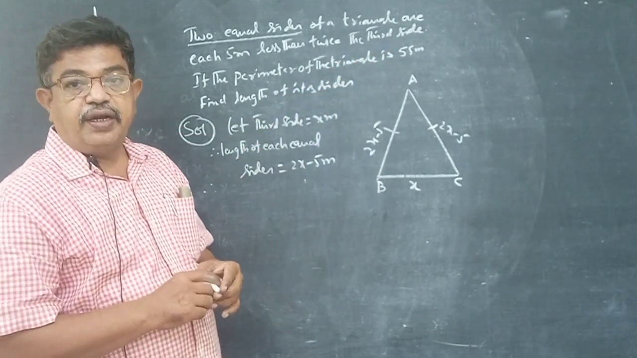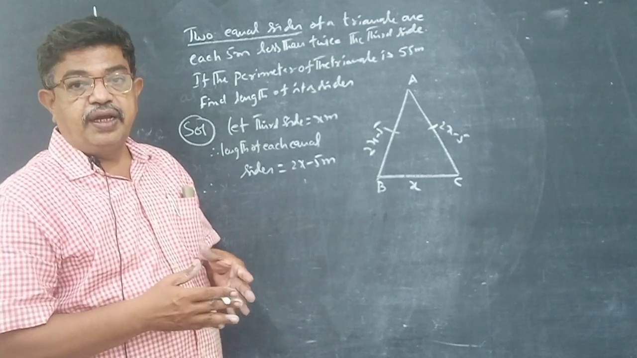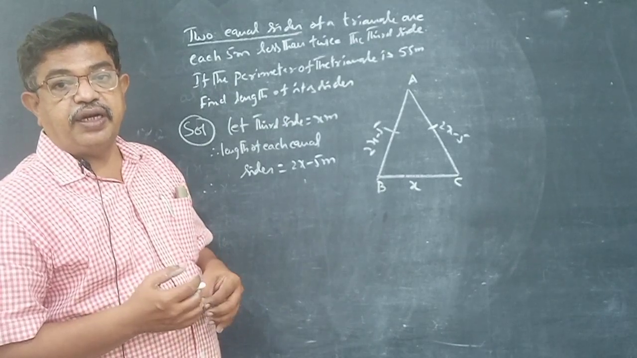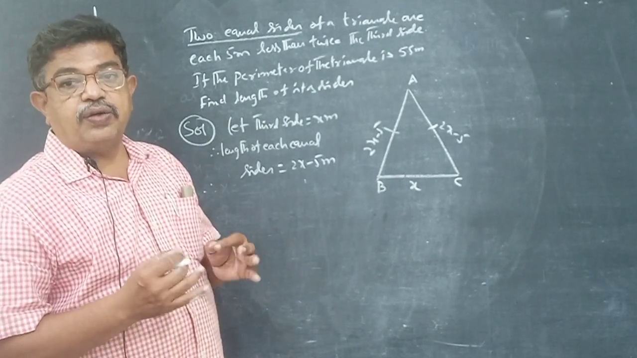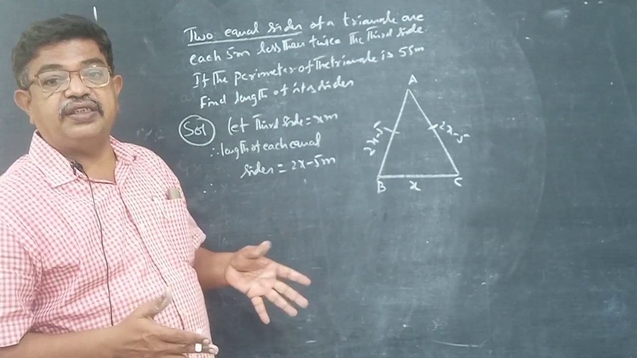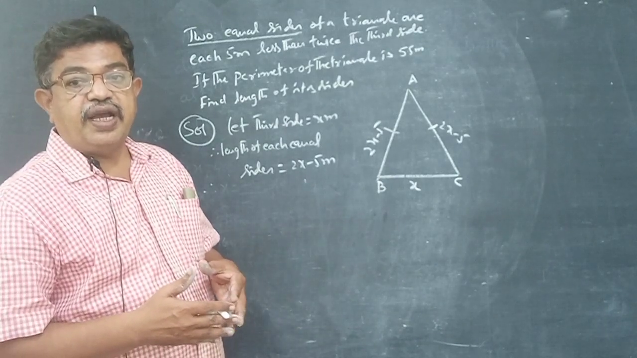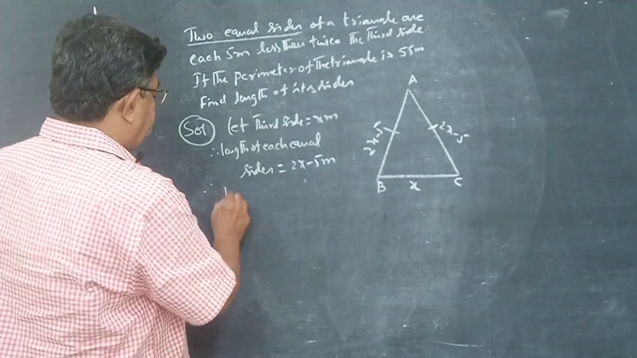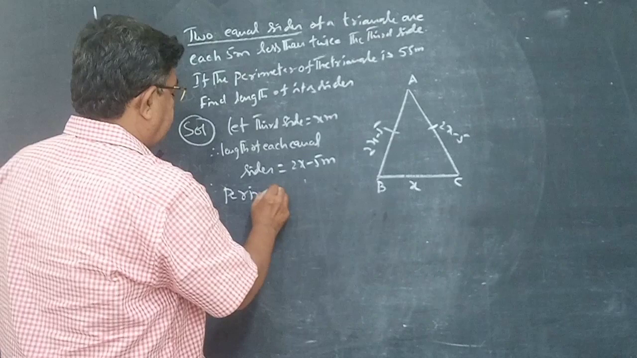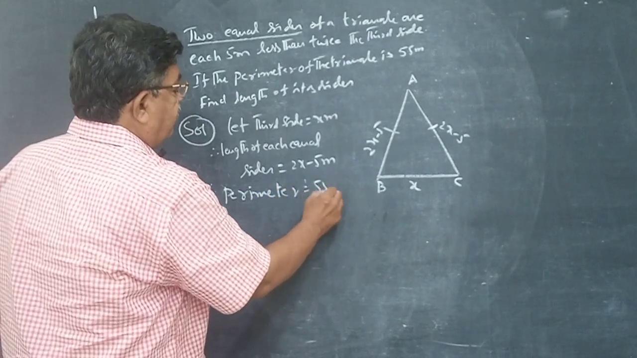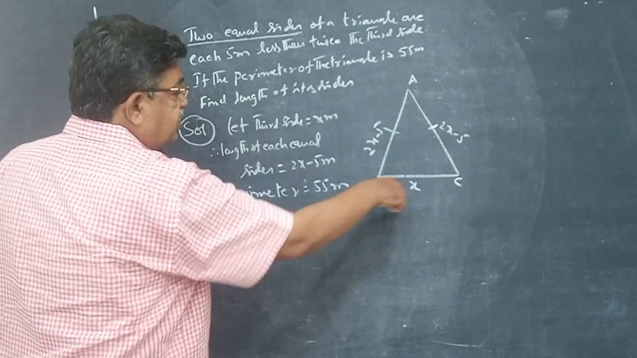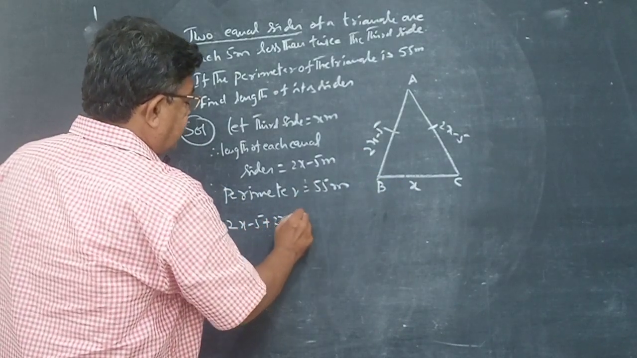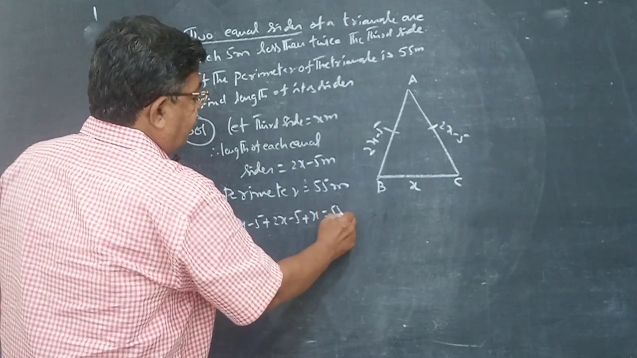For any figure, if you are calculating the perimeter, it is nothing but the total length of the figure. Keep it in mind. Perimeter of a figure is the total length of the figure, whatever may be the figure. Here it is a triangle. The total length of the triangle is called its perimeter. Total length means sum of the three sides. Therefore, how much perimeter is given? 55 meters. Add all these three. Therefore, 2x minus 5 plus 2x minus 5 plus x is equal to 55 meters.